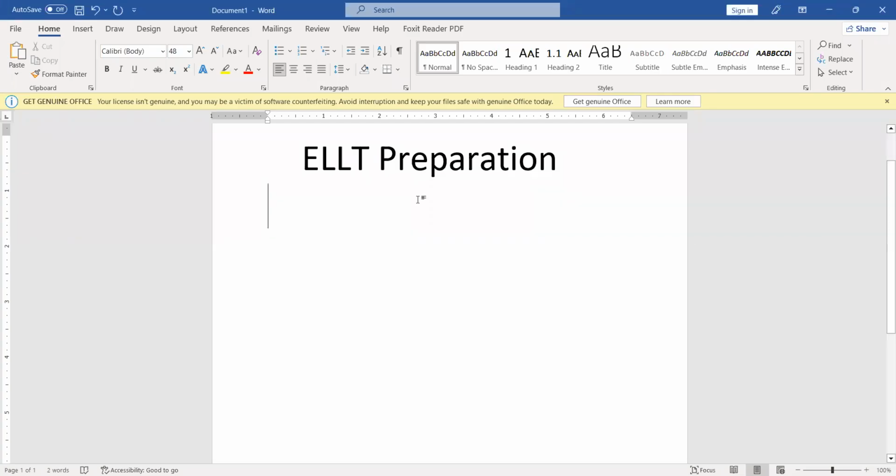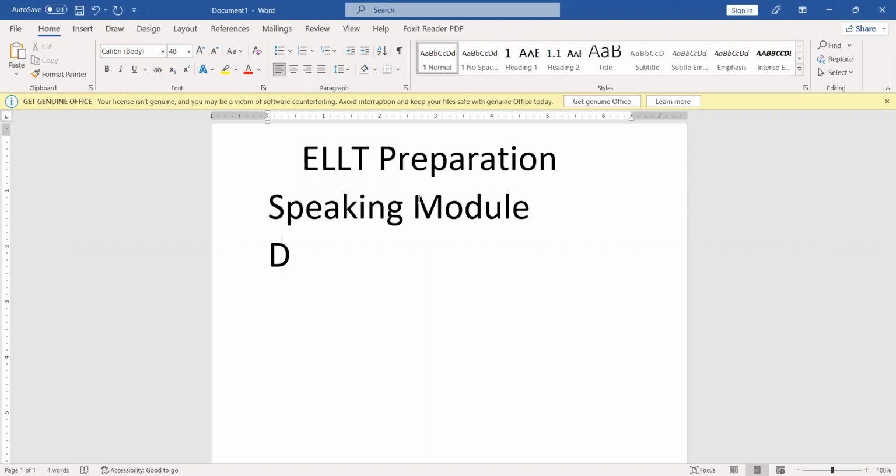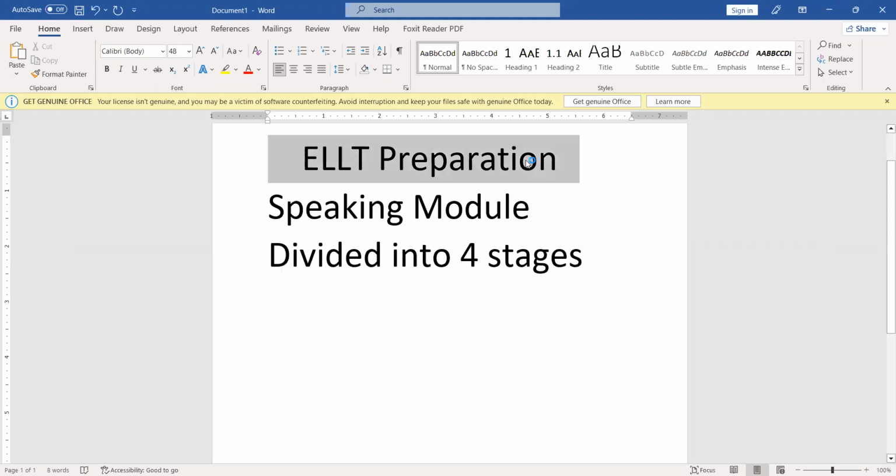Okay, so if we talk about the speaking module, the speaking module has been divided into 4 stages. And how many stages? 4 stages.